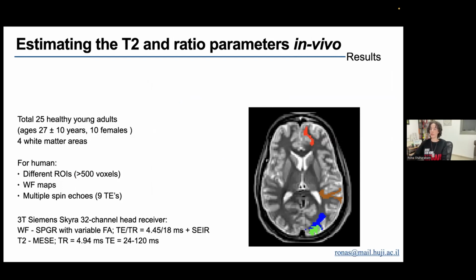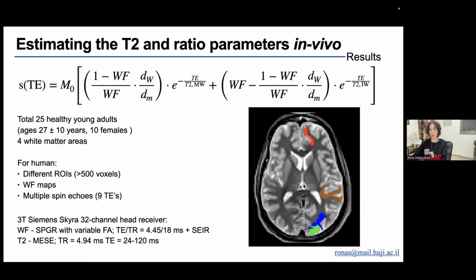We scanned 25 healthy young adults and segmented the brain into different white matter regions. Here you can see 4 of these white matter regions in color. We applied the same model to the living human brain to estimate the myelin packing ratio parameter, the T2 of the myelin water, and the T2 of the intra-extracellular water.